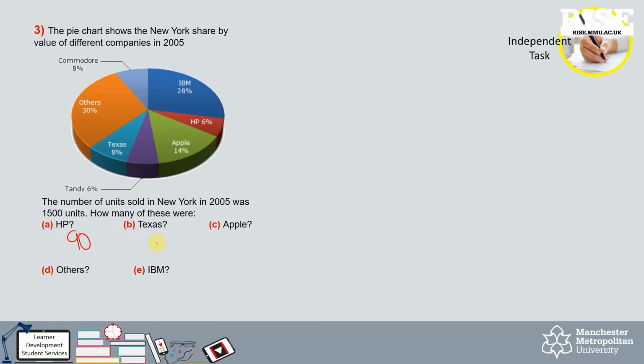HP is 90 units. Texas is 120 units. Apple is 210 units. Others make up 450 units, and IBM is 420 units.